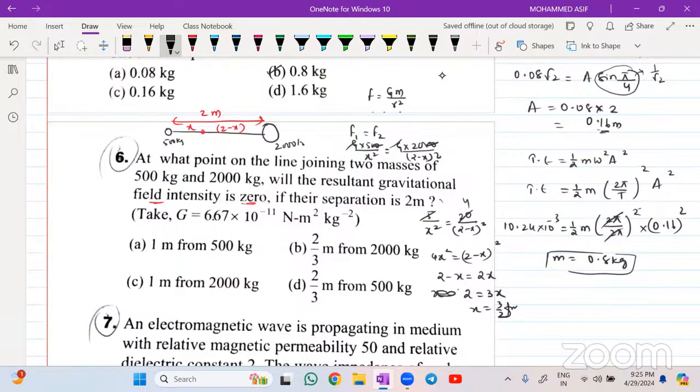From where? From your 500 kg. So 2 by 3 from your 500 kg. Fourth option. How many will attempt the question? Next one.